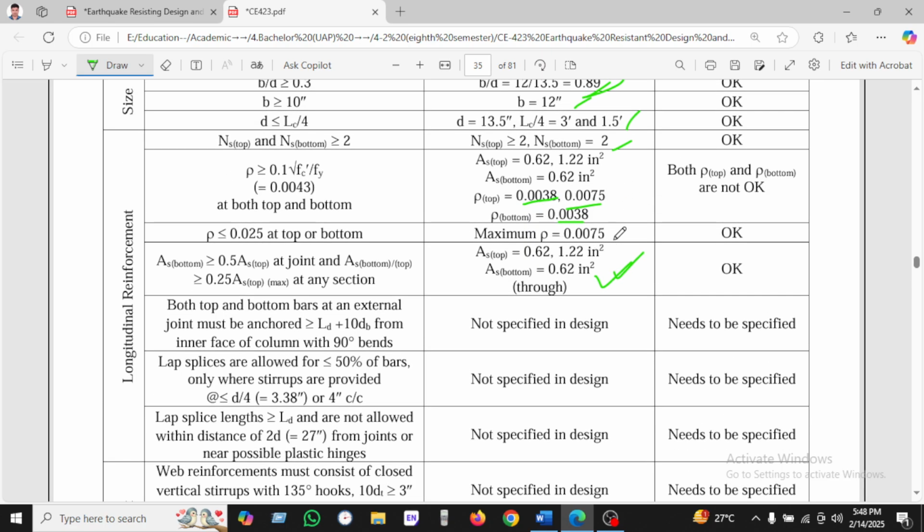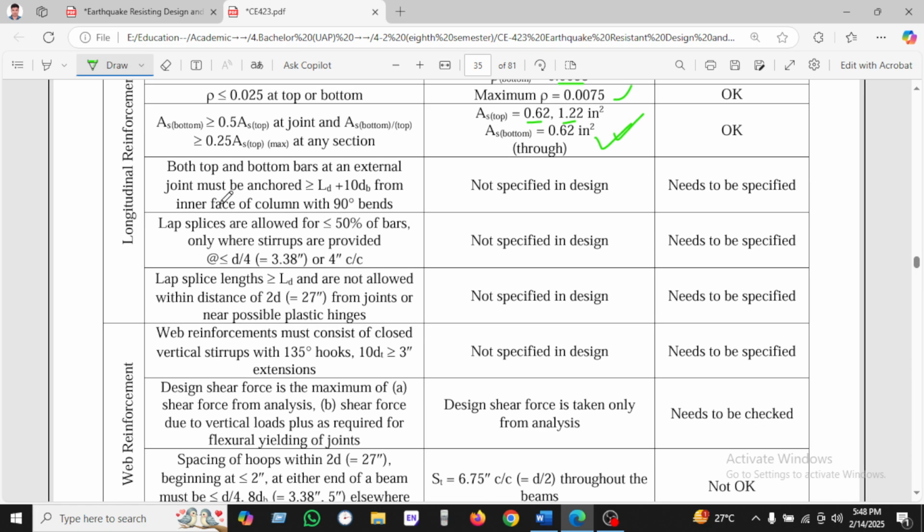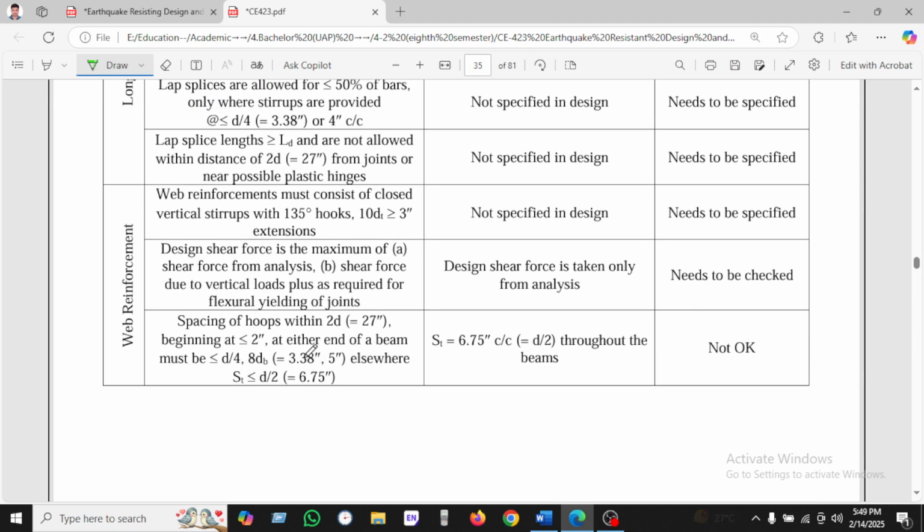Maximum rho we have found 0.35 and as top 0.621 square. Okay, so we have been seeing all the specifications for both top and bottom bar, and extend and join bar, which need to be specified, and all the others need to be specified.